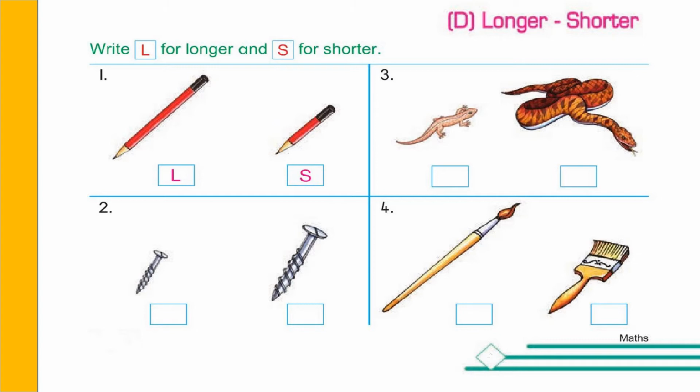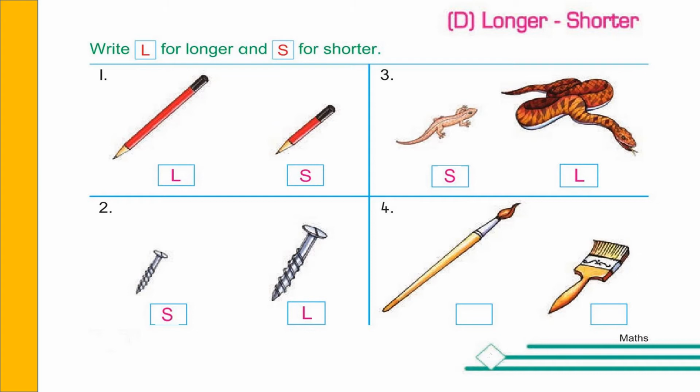So going to the second question, I see screws. There are 2 screws and the right one is much longer than the left one. So I give an S on the left and L on the right. Now going to the third question, it is the lizard and the python. Is the snake longer than the lizard? Absolutely yes. So the lizard is shorter than the snake. So S for lizard, L for the python snake.